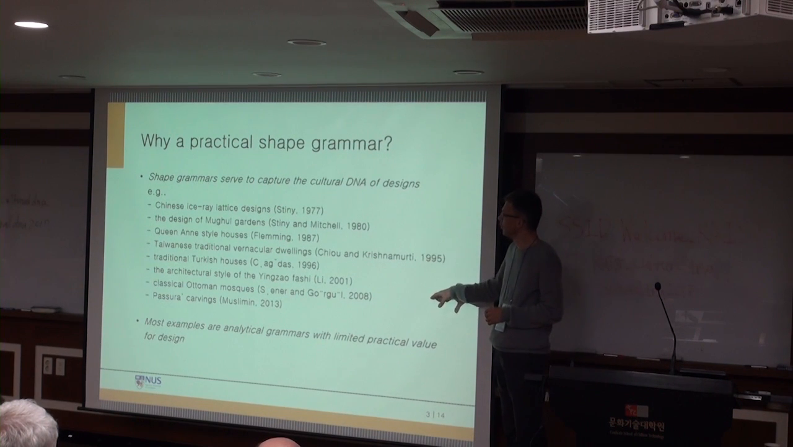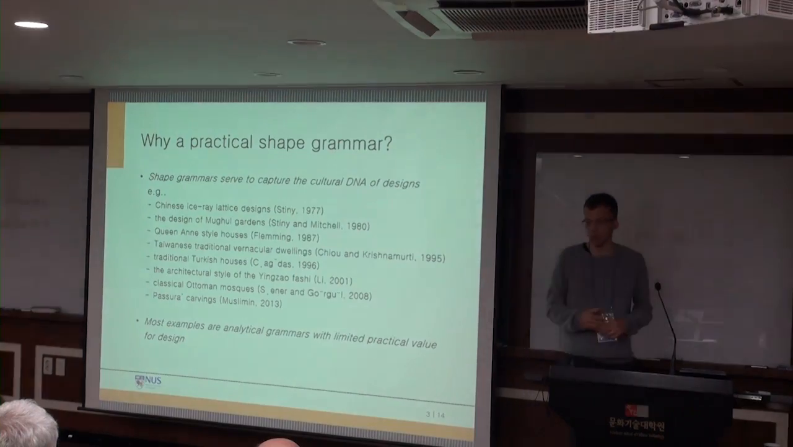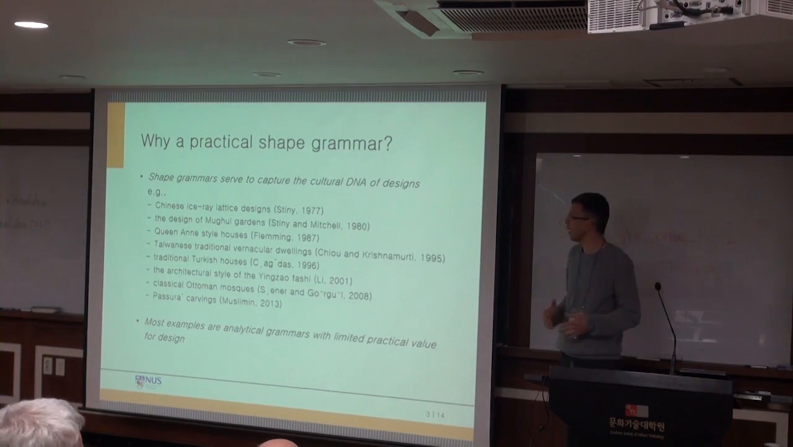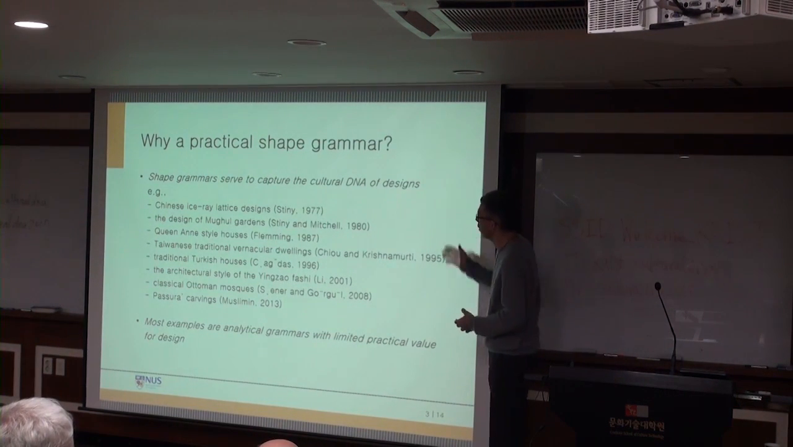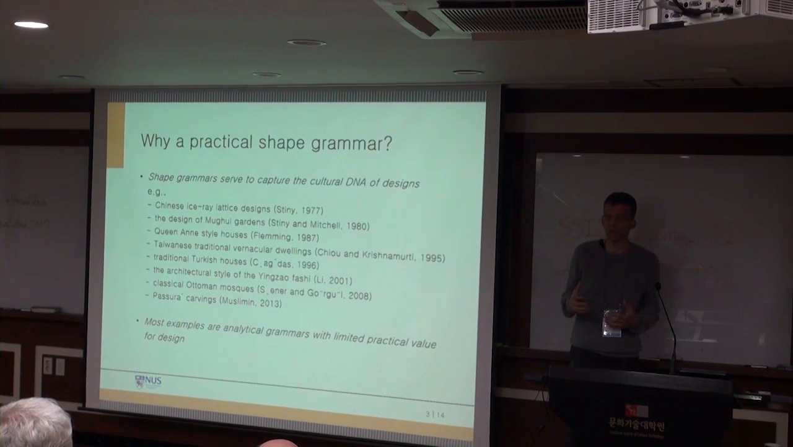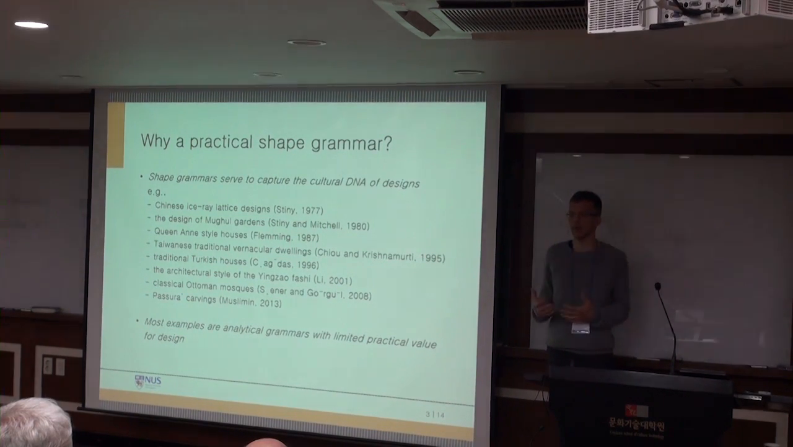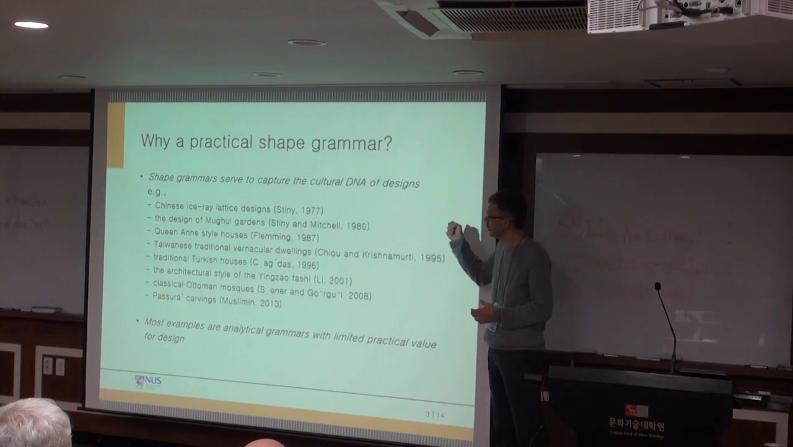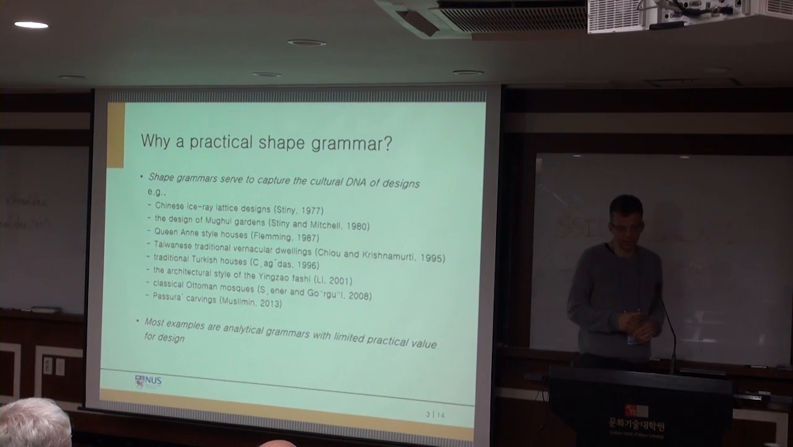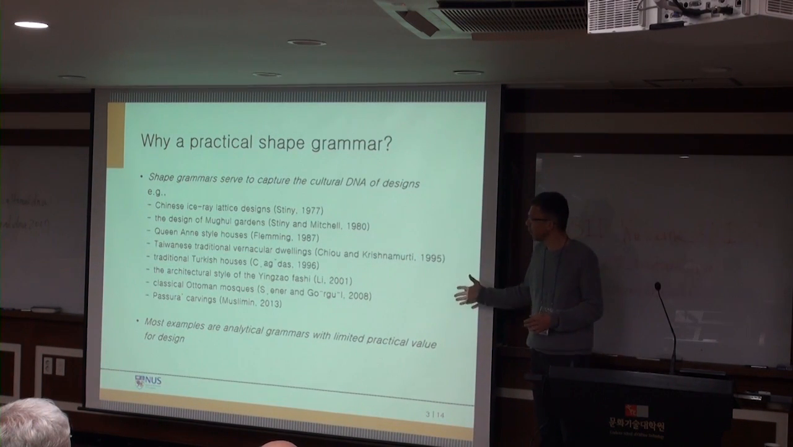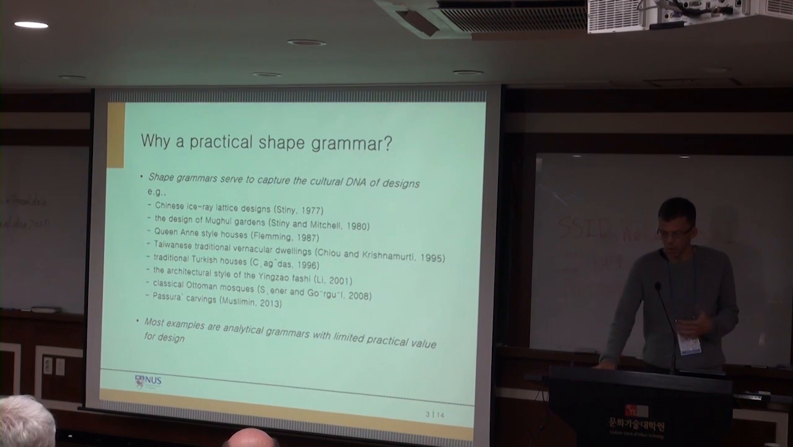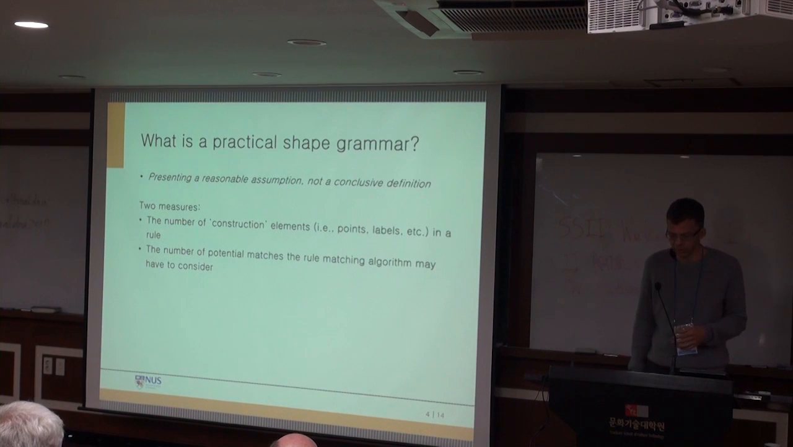However, most of these examples really are analytical grammars, which means that they have very limited practical value. And the idea exactly of grammar capturing cultural DNA could be that we could use this in our current designs to bring in some of these cultural notions that are embodied in it into today's designs. But with these examples mostly, that would be very complicated, because that's not what they're designed for. And that's really what I'm trying to assess, what would constitute a practical shape grammar.